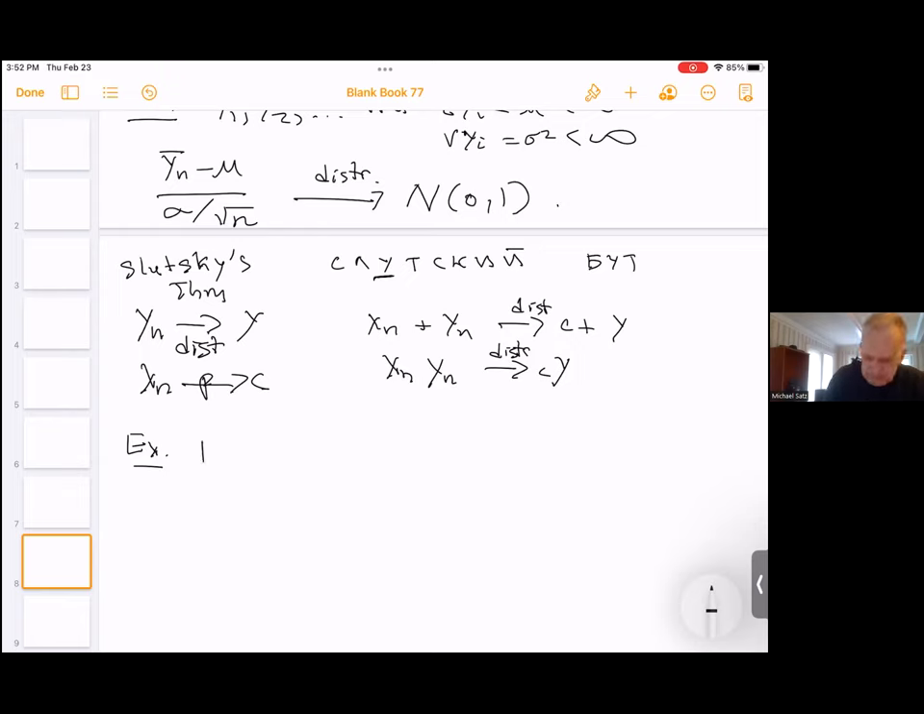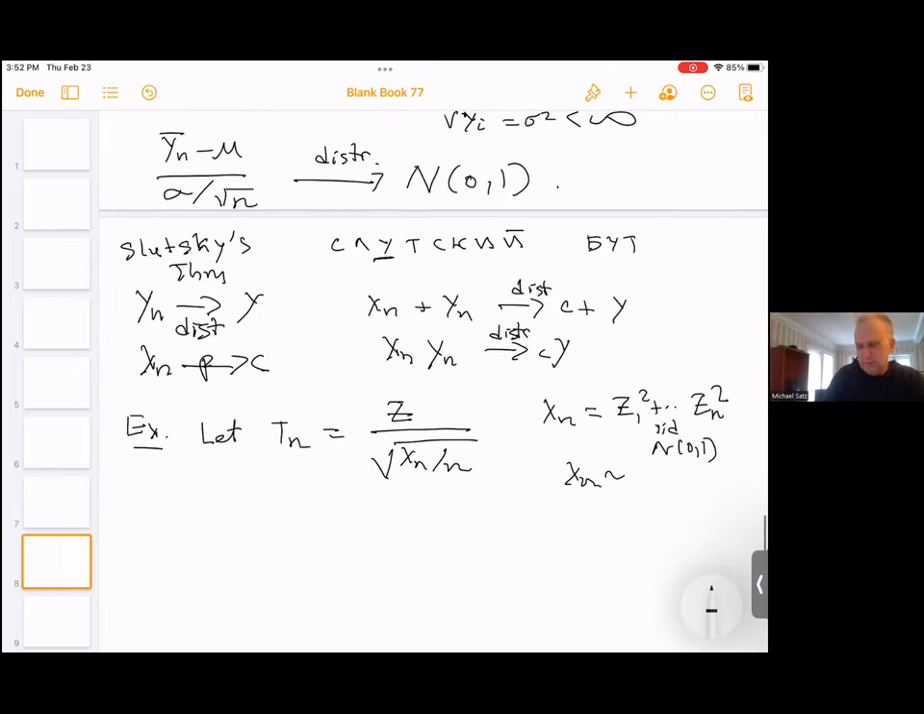So let Tn be equal to Z over the square root of Xn over n, where Xn is equal to Z1 squared plus up to Zn squared, and these are IID normal 0, 1. In other words, Xn is what kind of distribution? Chi squared with n degrees of freedom, right? And let Z be independent and normal 0, 1. So this is a t random variable with n degrees of freedom. It has a t distribution with n degrees of freedom.